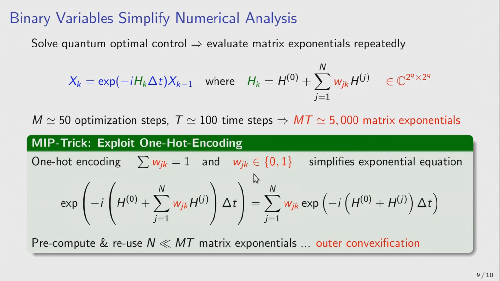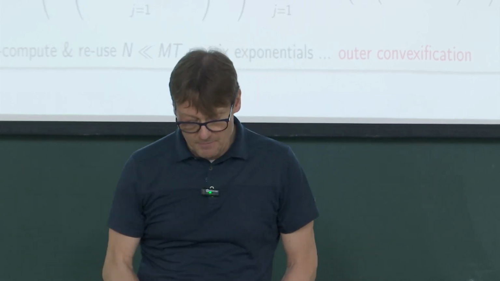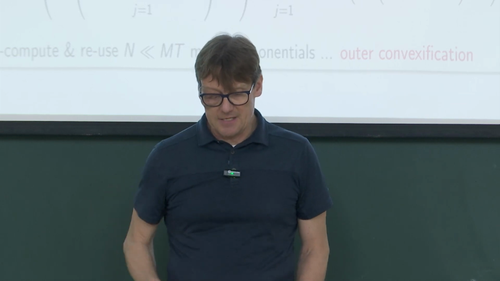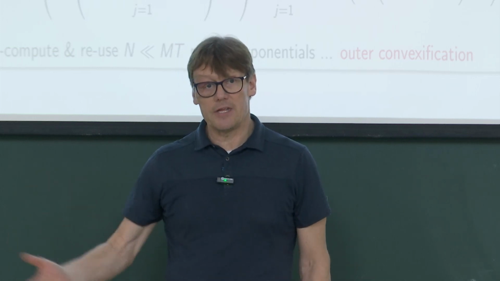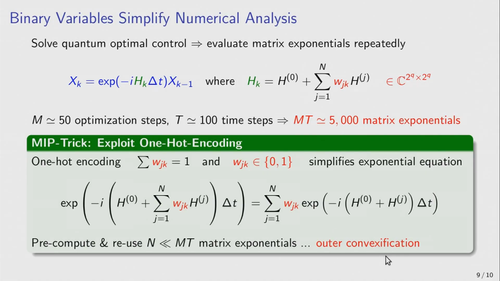So this is a little example where, when we're using integer variables, we can sometimes simplify nonlinear functions. And that's used in optimal control, where you can now rewrite some of these terms by pre-computing solutions, or by reusing the fact that you have this one-hot encoding, and it's known as outer convexification. And it means that we can solve a lot of optimal control problems that would otherwise be very hard to solve much, much easier now.